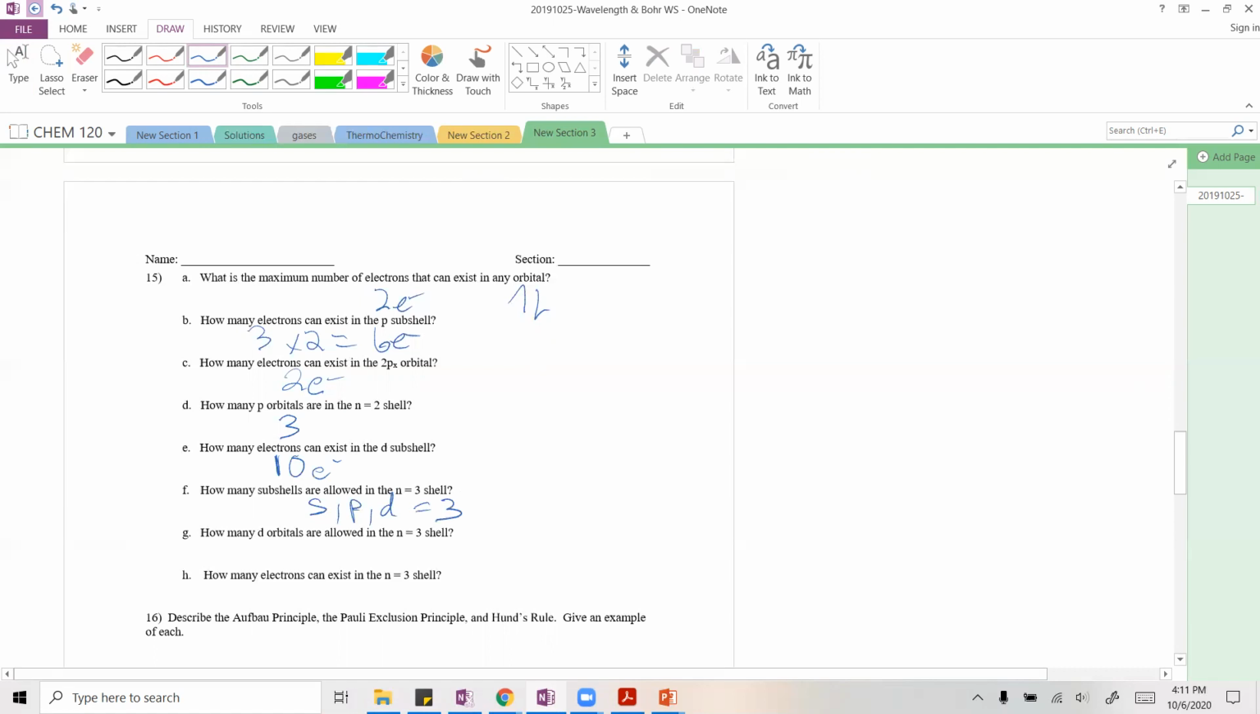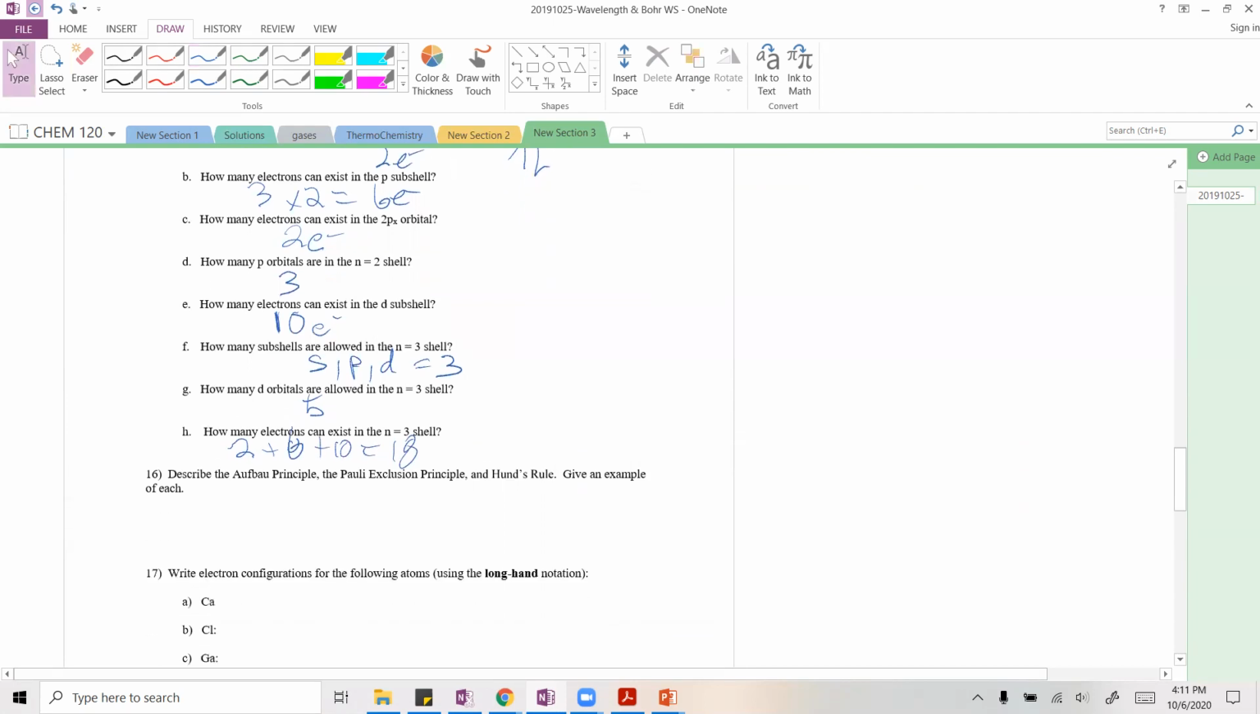How many d orbitals are there? Each energy level can hold 5 orientations of the d orbitals, so there are going to be 5 of them. Inside that n equals 3, we have 2 in the s, 6 electrons in the p, and 10 electrons in the d. And so we can fit a total of 18 electrons in the n equals 3 level.